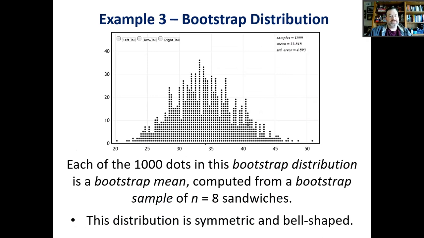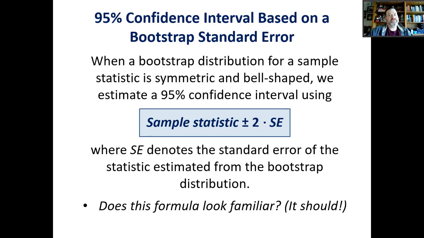I already explained this, right? Each of the 1,000 dots in this bootstrap distribution is a bootstrap mean computed from a bootstrap sample of n equals 8 sandwiches. I just wanted to give you one slide with all the terminology used together like this. Symmetric and bell-shaped, so that means 95% rule. And so we build a confidence interval because it's centered at the sample statistic, just like our confidence intervals were earlier.